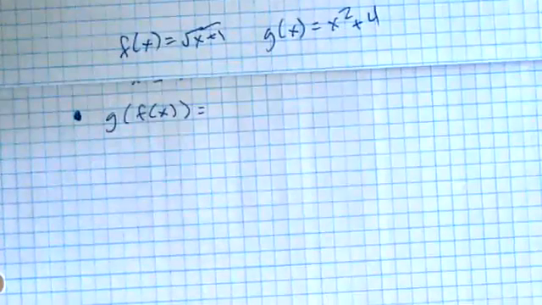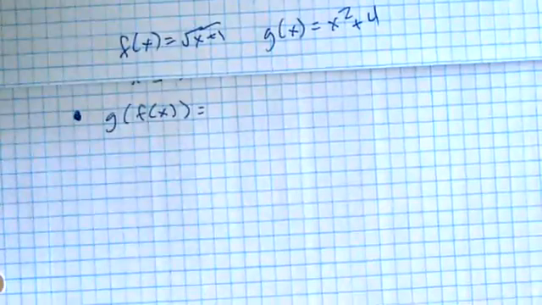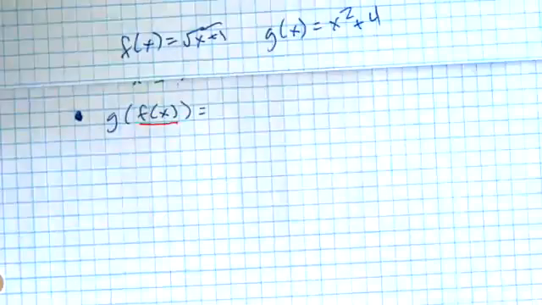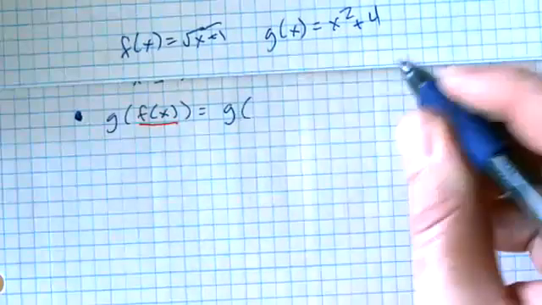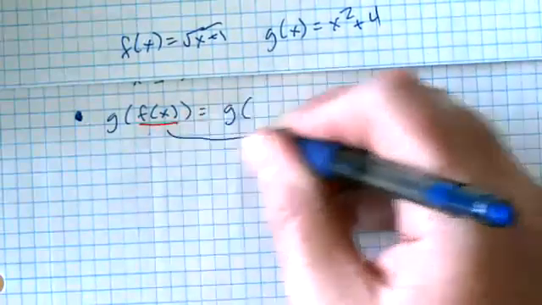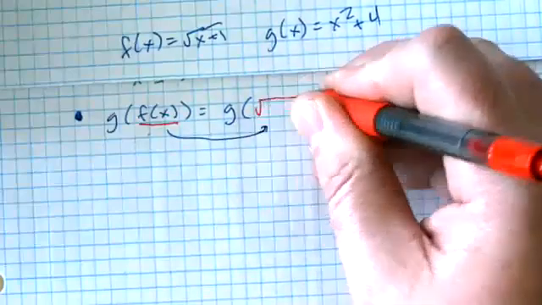Find me g of f of x. So see what you can do here. See if you can do this one on your own. So what does this say to do? Well, let's do a little substitution first. What is f of x? F of x is the square root of x plus 1. So let's replace f of x with the square root of x plus 1.